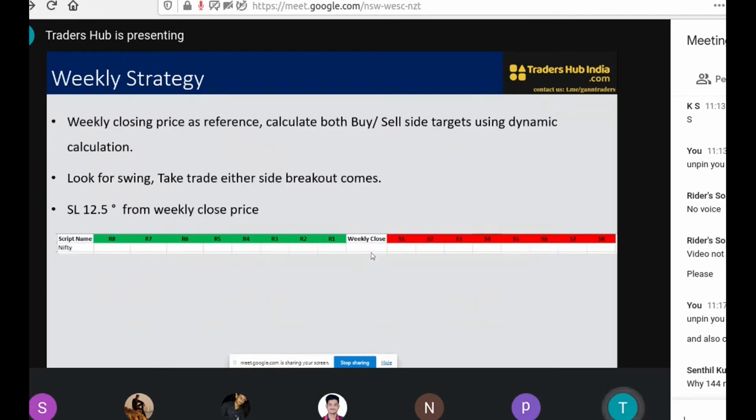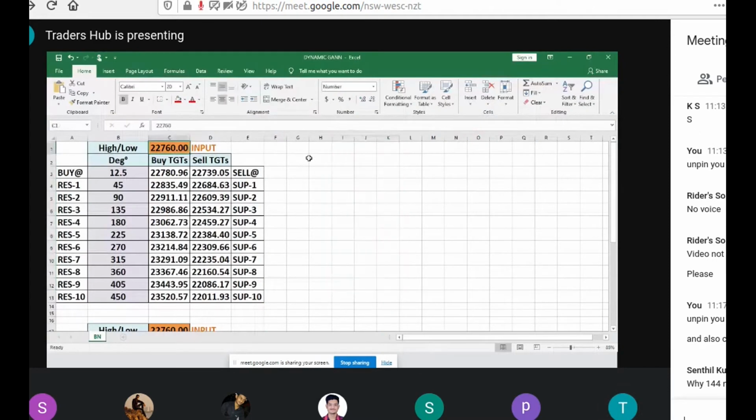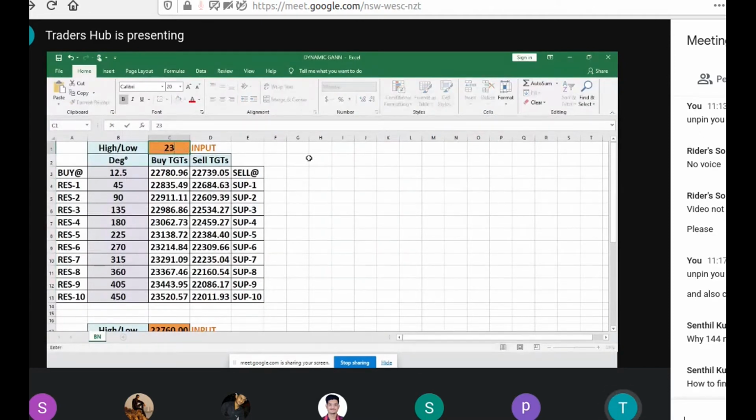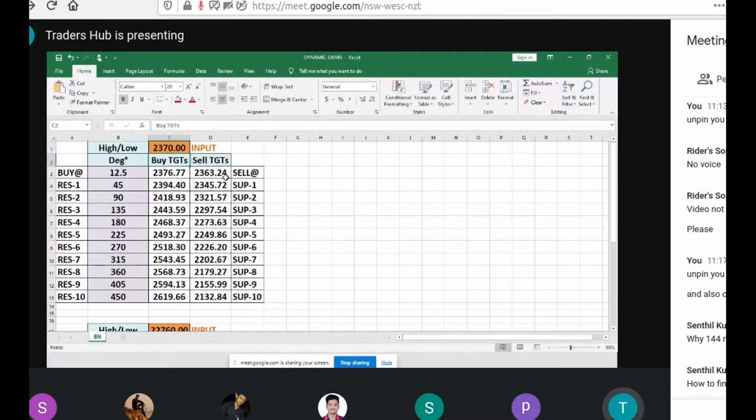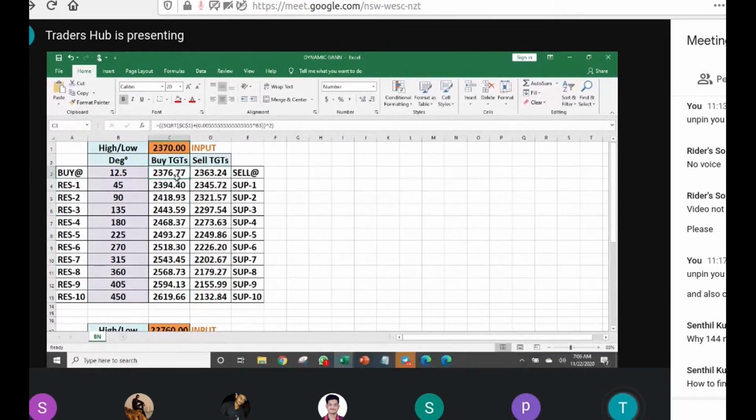And now we go to the weekly strategies, and people regularly enter at the high or low, whatever you like. So I said 2370. These are the support and resistance, so the sell side and buy side are this. This is the formula behind it. I will send you this formula.